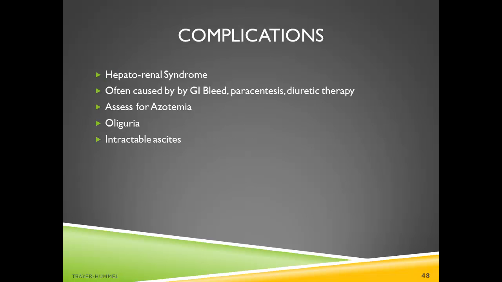Other complications of the patient in liver failure include the hepatorenal syndrome, which is often caused by GI bleed, a paracentesis, or diuretic therapy. You would assess the patient for azotemia, an increase in nitrogenous waste, and oliguria, a decrease in urine output below 30 cc's an hour. Intractable ascites. This means ascites, no matter what the management is, still continues to reoccur.